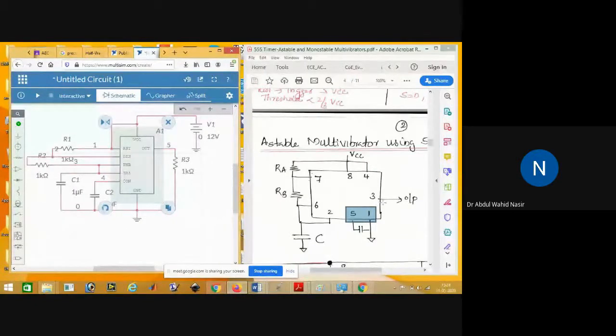We have just given the output, but here we have taken the load resistance. R3 we have taken as 1 kilo because we will measure the voltage. If you connect R3, we will be able to measure the output voltage. One end is connected to the output, the other is connected to ground. Now VCC, pin number 8, is connected to V1. It is 12 volt. Now we will change it.